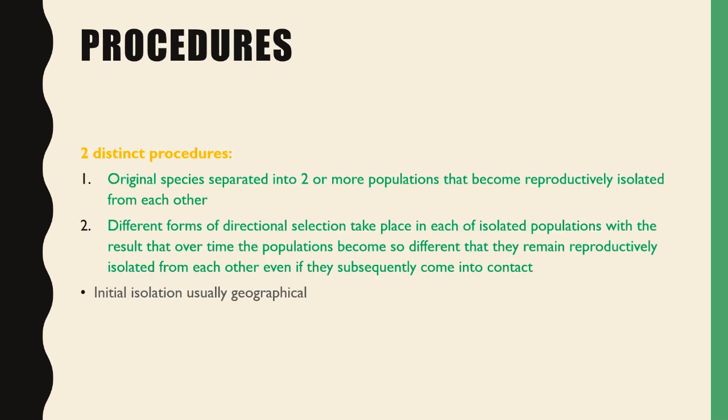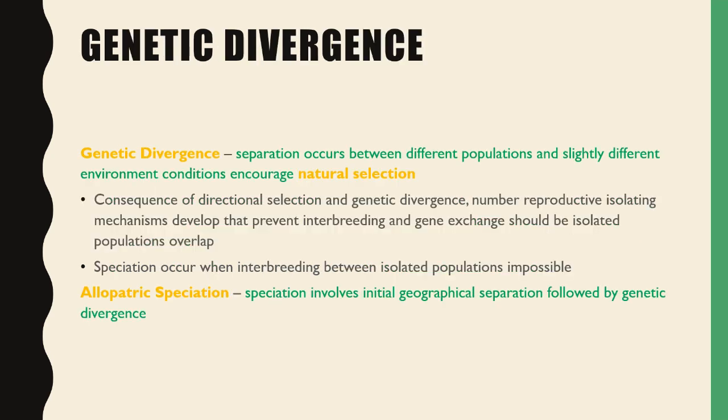So, two distinct procedures in speciation. Well, the first one is that the original species can be separated into two or more populations that will become reproductively isolated from each other. Speciation will occur that way. Different forms of directional selection can take place in each of the isolated populations, with the result that over time the populations become so different that they remain reproductively isolated from each other even if they subsequently come into contact. The initial isolation is usually geographical.